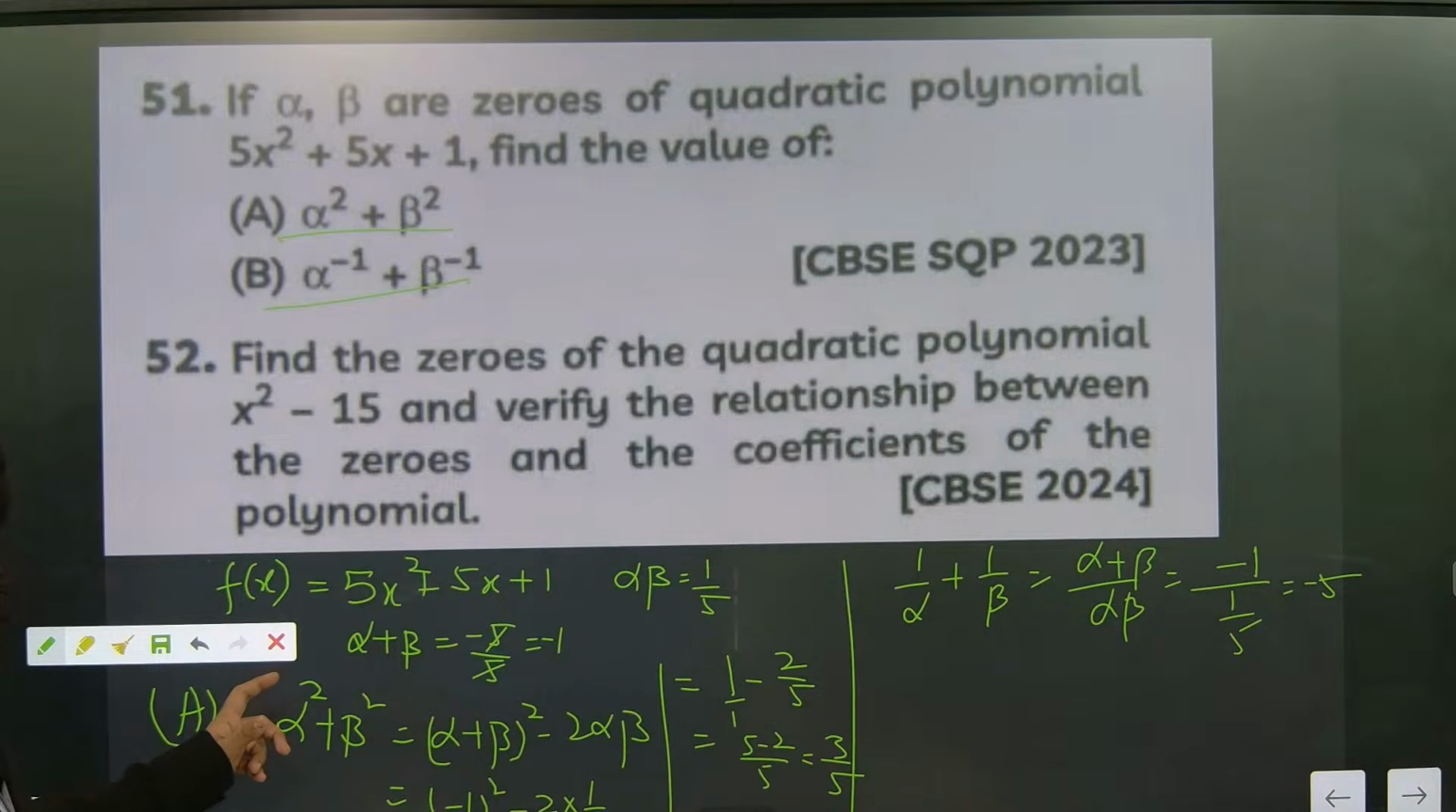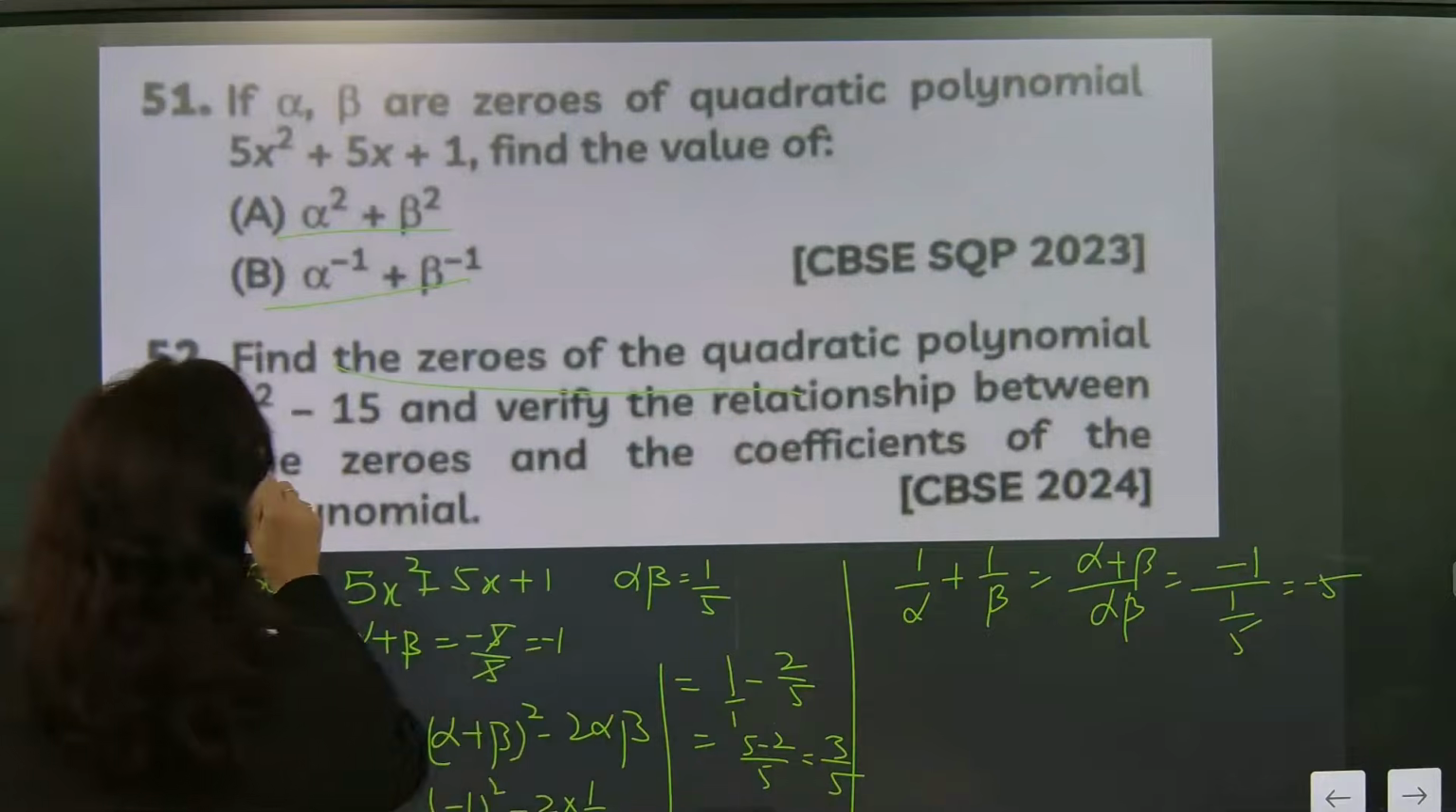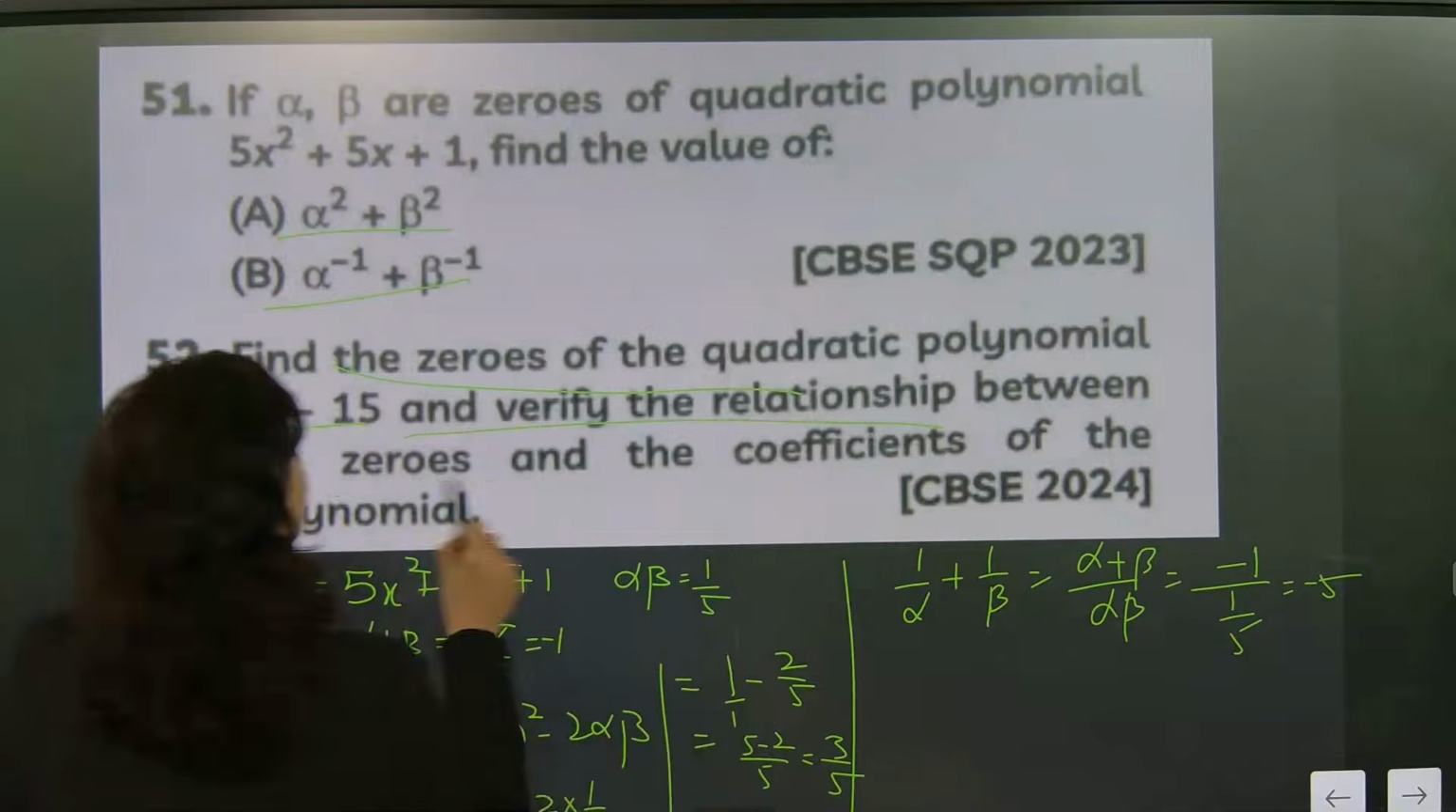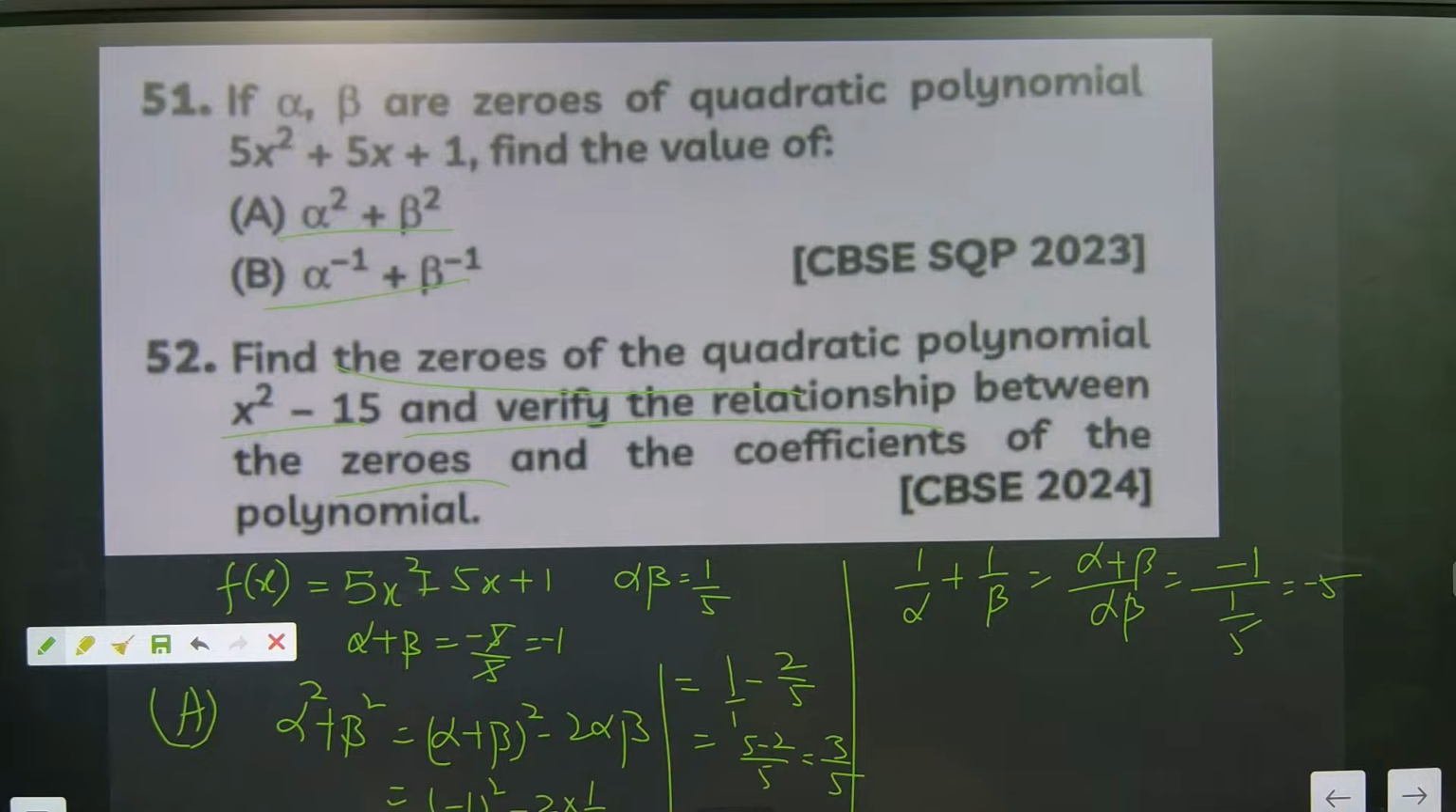Next, find the zeros of the quadratic polynomial and verify the relationship. We can do it now. x square minus 15 is there. So plus root 15 and minus root 15. x is coming as root 15 and minus root 15. Then alpha plus beta is coming as 0. Alpha into beta is coming as minus 15. But there we have to write minus b by a and c by a.